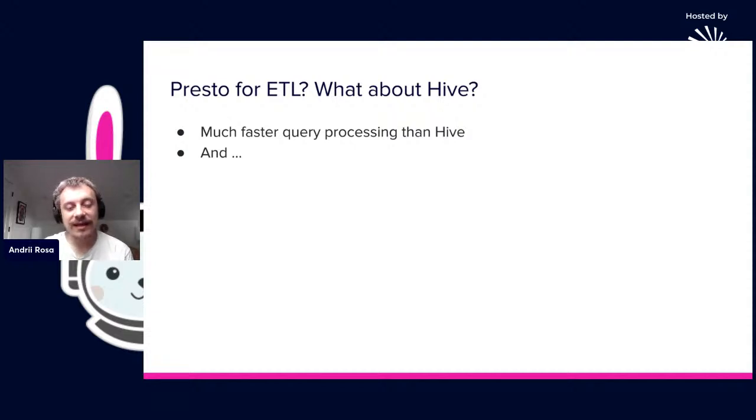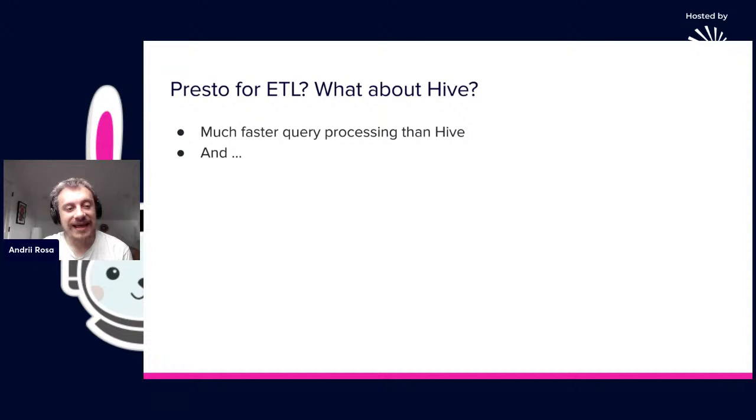At first it might feel a little counterintuitive. It's basically, okay, there is Hive. Hive is built specifically for this large scale batch processing. So it is specifically designed for that. Why would you use Presto for that? Right, and that's a very good question to ask.